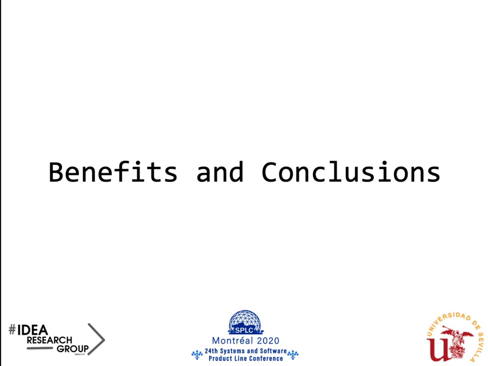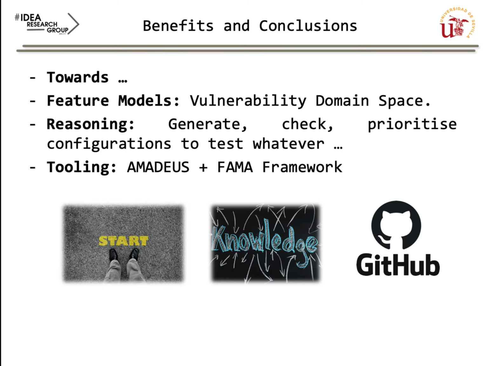And to conclude the presentation with some remarks, this is the first step to automate security testing. AMADEUS doesn't cover the full ethical hacking process, but the next steps require enabling the integration of AMADEUS with other security tools, even with other software product line tools in the field. The generated feature models enable us to know about the vulnerability domain space of the systems and software that we have in our inventory, and they can be applied in many security fields, even in other fields.